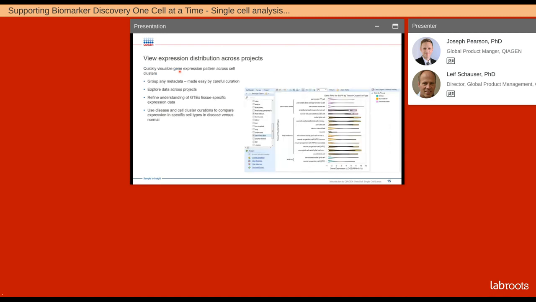You can see the distribution of gene expression within and across cell clusters and projects by just searching for a gene. Group and filter the cell clusters on any of the metadata to see the similarities and differences of expression across projects. Because of the consistent curation, you can be confident about the labels and the grouping. And so you can see where genes like EGFR are expressed across multiple tissues, across multiple projects, and within specific curated cell types.